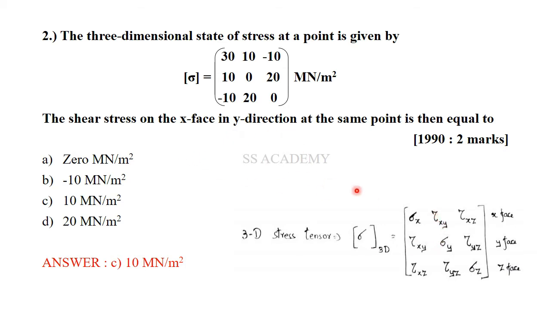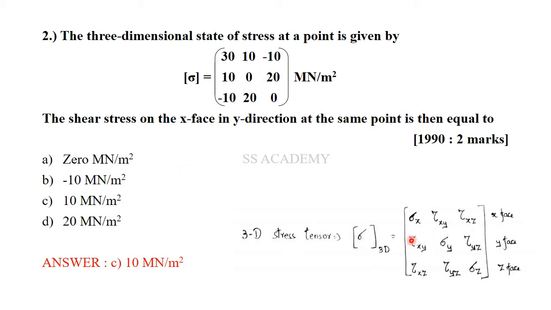Shear stress on x face in y direction corresponds to this value, tau xy. So here it is 10. So the answer comes out to be 10 meganewton per meter square. If it is asked as shear stress on y face in z direction, then you should go for tau yz. Y face, z direction. So you will be getting 20 meganewton per meter square as the answer.